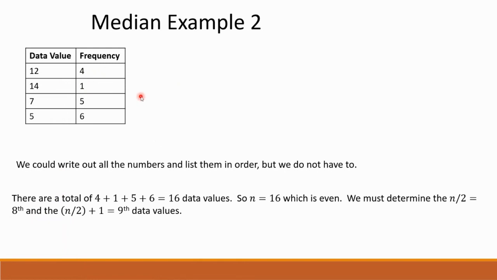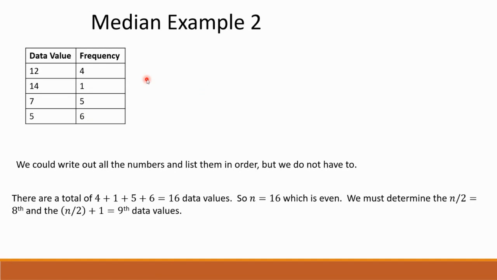Well, first, we want to know, are there an even number or odd number of data values? Well, that's easy to get. To get the total number of data values, you just add up the frequencies. So in this case, we have 16 data values. 4 plus 1 is 5. Add 5, you get 10. Add 6, you get 16. And 16 is even.